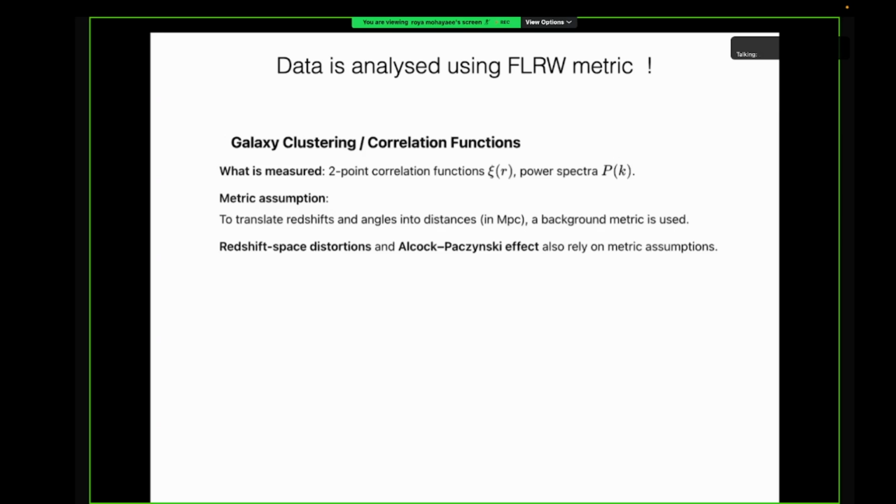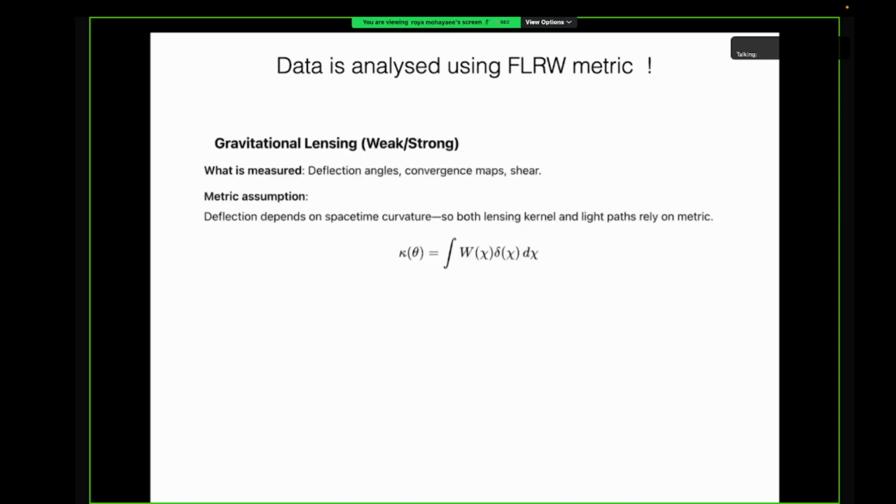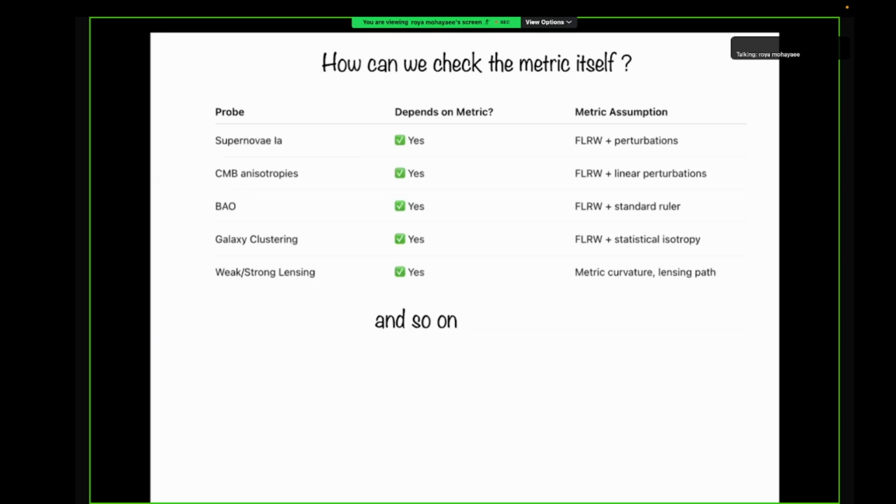Galaxy clustering, of course, you're assuming a metric. You have to, because you're using power spectrum, a 2-point correlation function, higher point correlation functions. You're going from redshift to distances. You need to assume a metric. Gravitational lensing, of course, because again, you're going from angles to distances. You need a metric. Now, all of these data and many more assume a metric.